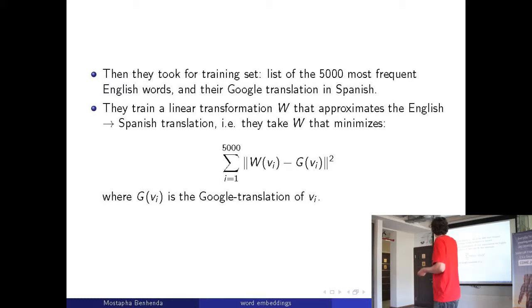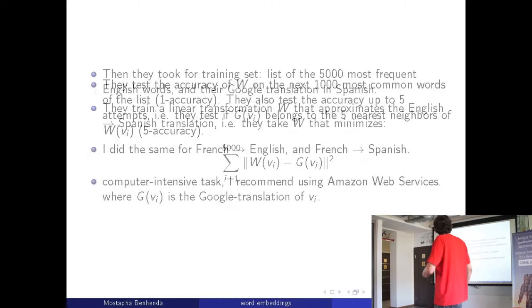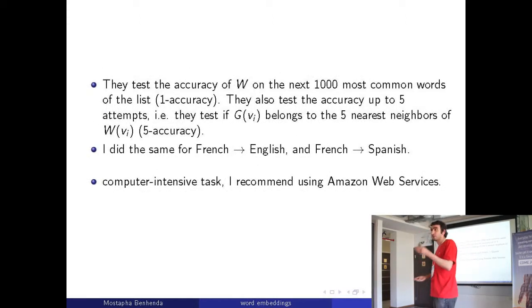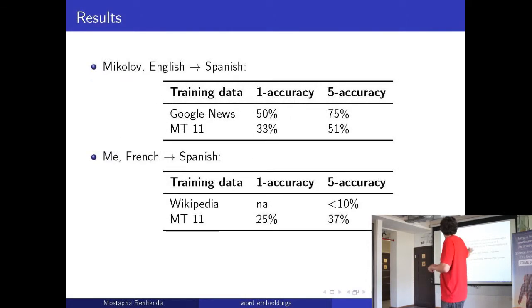So yes, there are some notations, but basically we just do a kind of linear regression between these two vector spaces. And this is what we do. I will not explain these notations. Maybe it's not necessary. And then how do we test the accuracy of the dictionary? We look at the next 1,000 most common words. The first accuracy is if we get the good translation at the first attempt. And the 5 accuracy is when we get the good translation after 5 attempts. So we have 2 ways to do it. And I did French to English and French to Spanish.